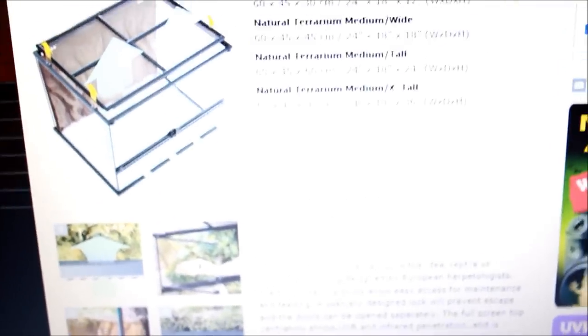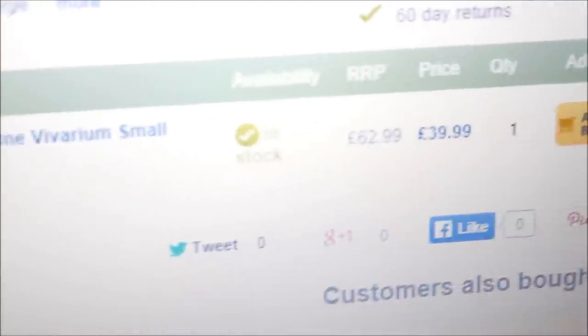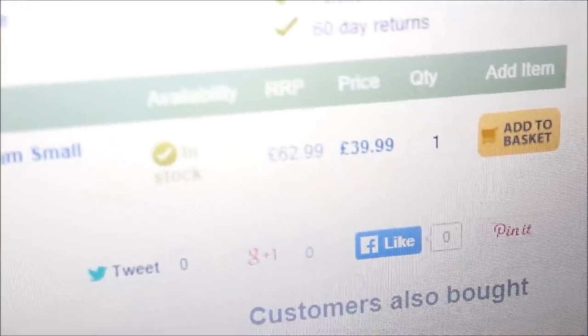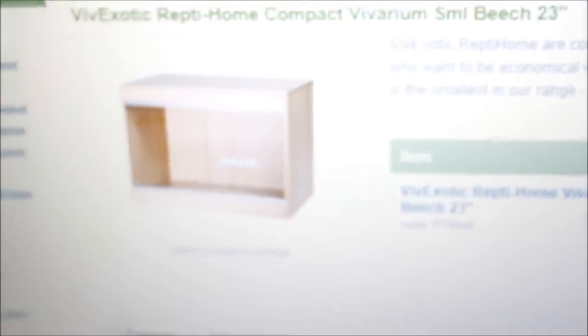So, I've also found some other things. I've also found this. This is the vivarium I use, and is in the video on how to put it together. This is on Swale Reptiles. Sorry if it goes out of focus. And this is the exact same size I use, and is only £40, which is pretty good. I also have a review on that. But so far, you know, it's doing well.